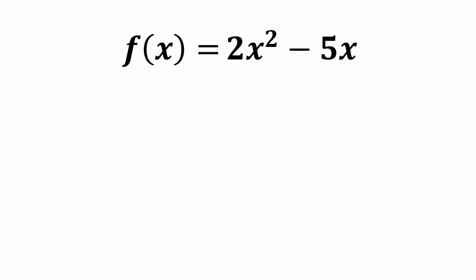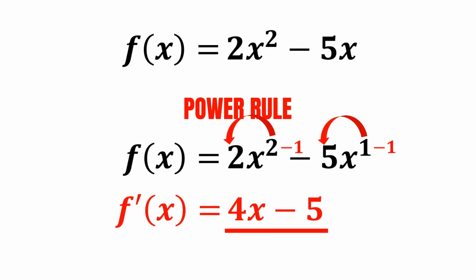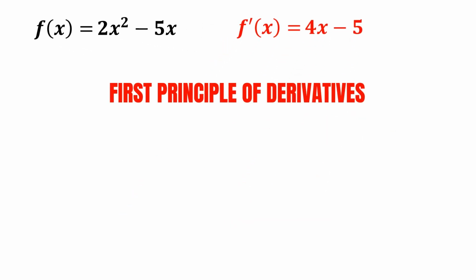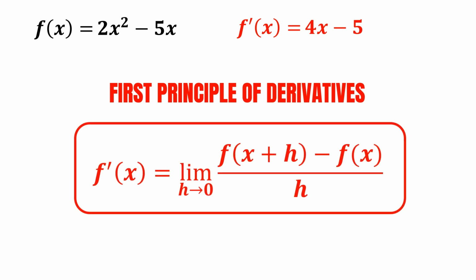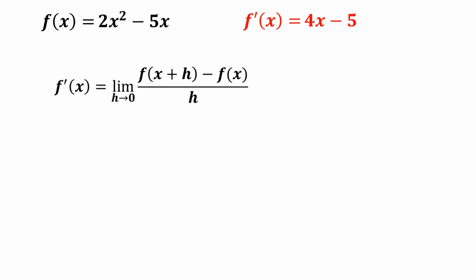Let's say we have a function f(x) = 2x² − 5x, and if we use the power rule to find its derivative, we will get 4x − 5 as the answer. But in this video, we will try to find the derivative by using the first principle of derivatives, and here's the formula for it. In case you are wondering how the formula is derived, you may check out the video above or in the description to learn more about it.